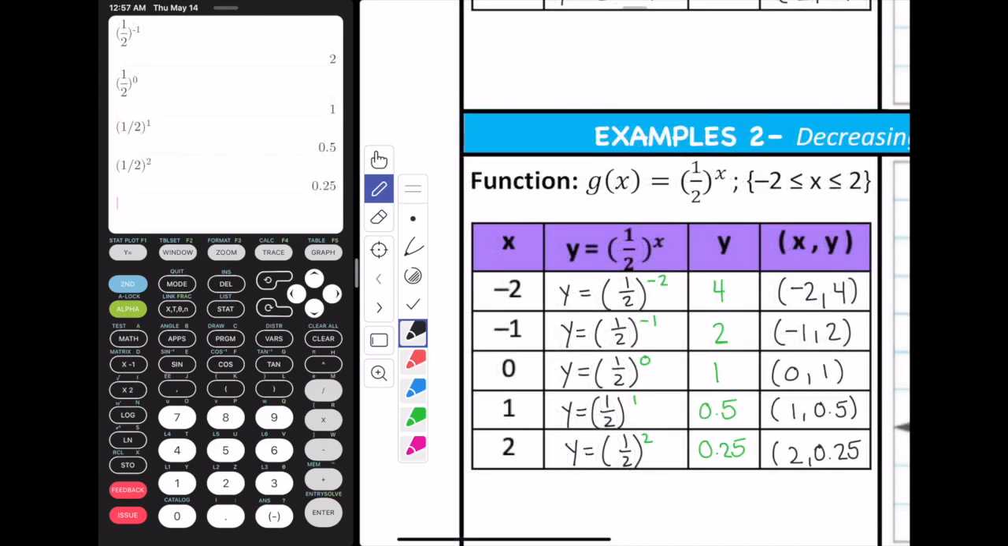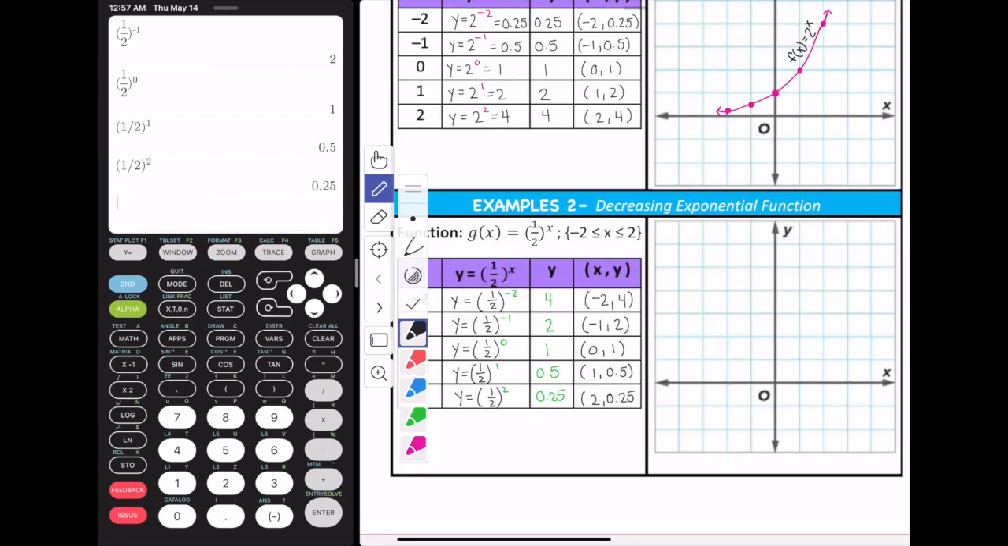Now I've got all of my coordinates. I filled in the table entirely. We just need to plot these points now on the coordinate plane. So when x is -2, I'm going to go all the way up to y is 4. X is -1, y is 2, and that's where my second coordinate goes.